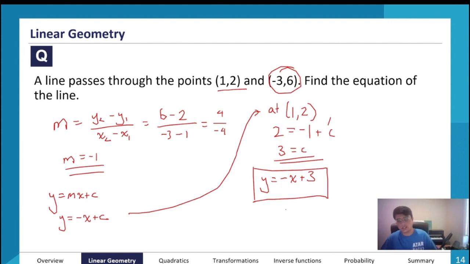One thing you can do just to check if you've got the answer right and you haven't messed up in your working is plug in one of the points into your equation and make sure everything matches up. So if we take the point 1, 2, then according to our equation here, 2, which is the y value, is going to be equal to negative 1 is our x value, so we'll put 1 there, plus 3. And sure enough, we end up with the statement 2 equals 2, which is correct. So that means we've got our equation of the line correct there.